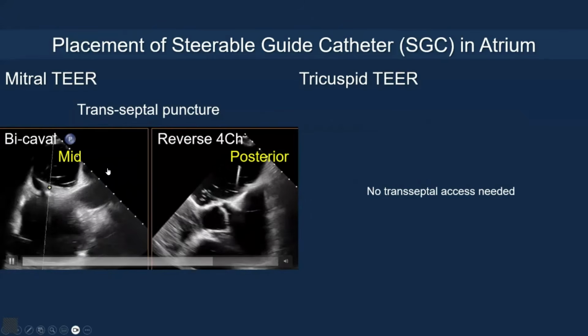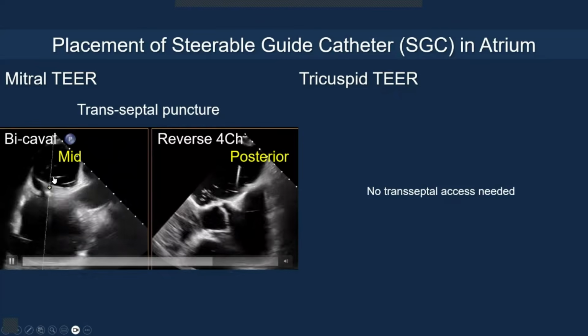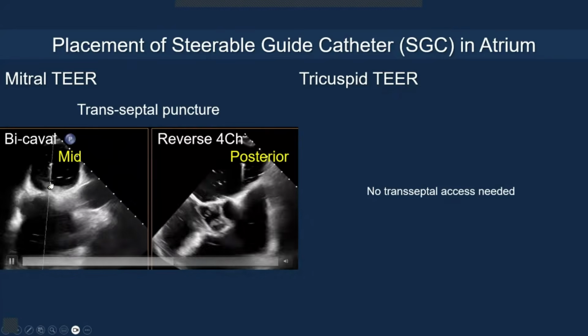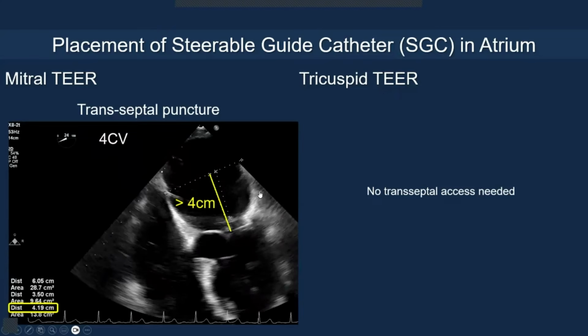So in this particular bicaval and reverse four-chamber view, you can see the tenting in the mid fossa here in terms of bicaval view, and posterior on the reverse four-chamber view. And then you measure the ideal distance from the puncture site to the mitral leaflet coaptation, shown as at least 4 centimeters.